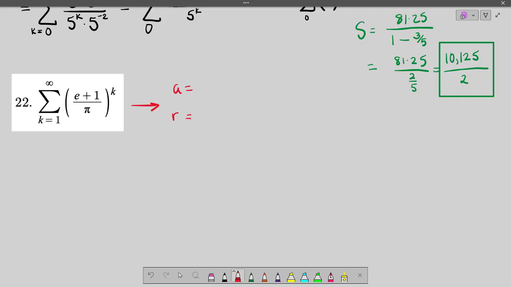What is a? So we plug in that initial index value, and we have an e plus 1 divided by pi. And then r, same, right? r is whatever sits below the exponent, as long as this exponent is isolated in the sense that it's all by itself, it's just k, not 2k, not k plus 1. So it's same as a.